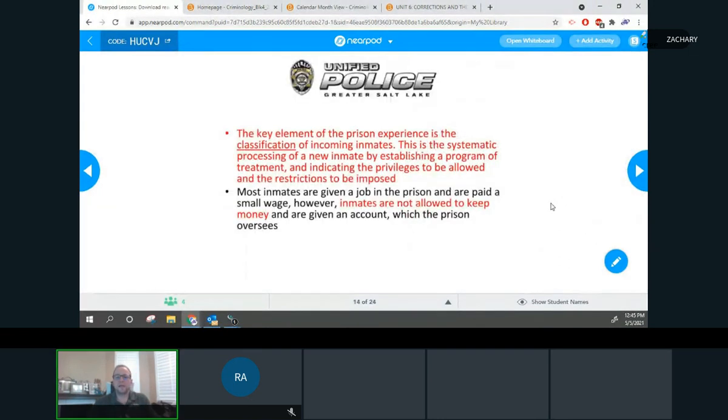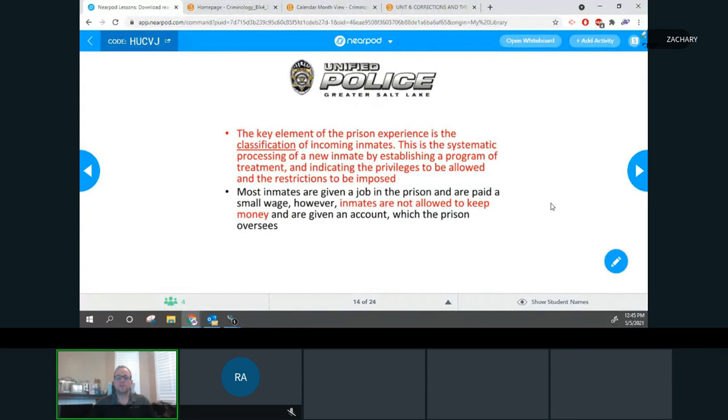So there are some key elements of the prison experience. One is the classification of incoming inmates. This is a systematic process for new inmates, establishing a program of treatment and indicating the privileges to be allowed and the restrictions to be imposed. So if you're very violent, they're probably going to keep you locked down somewhat, right?